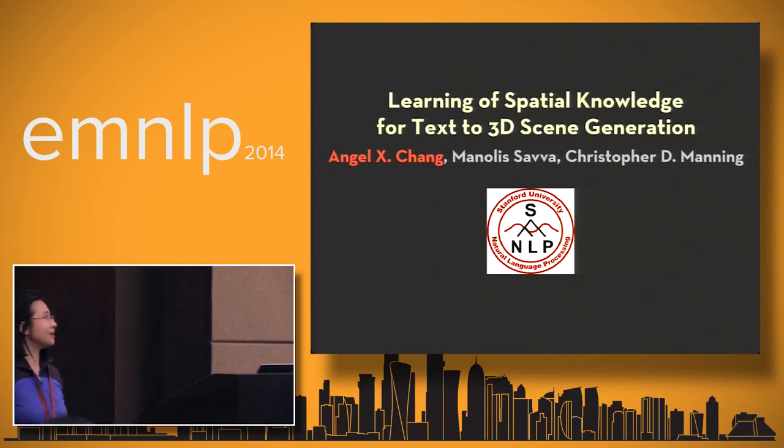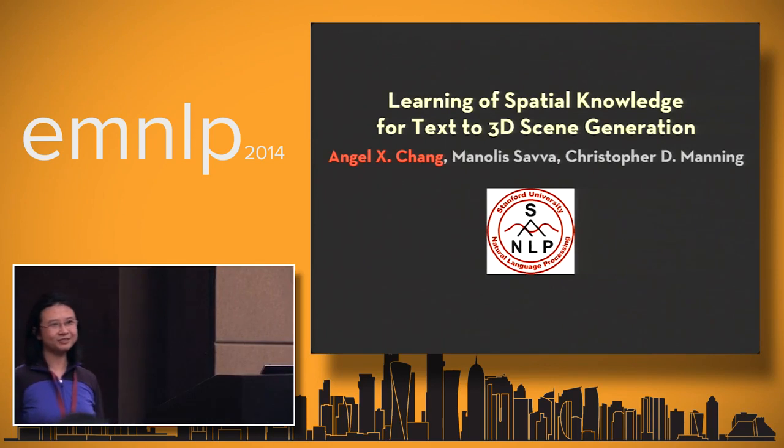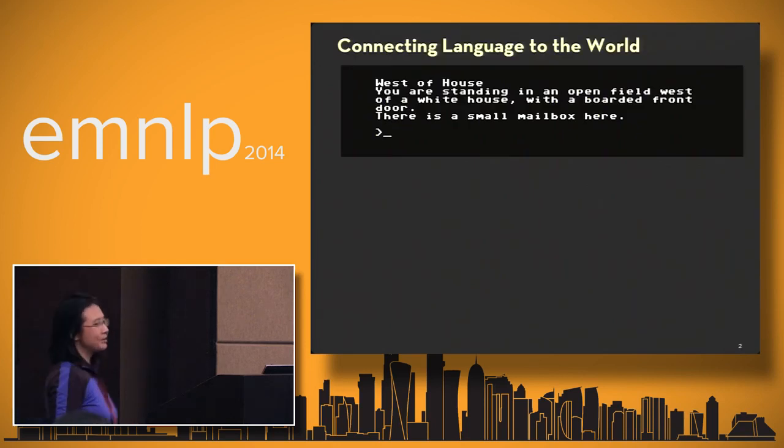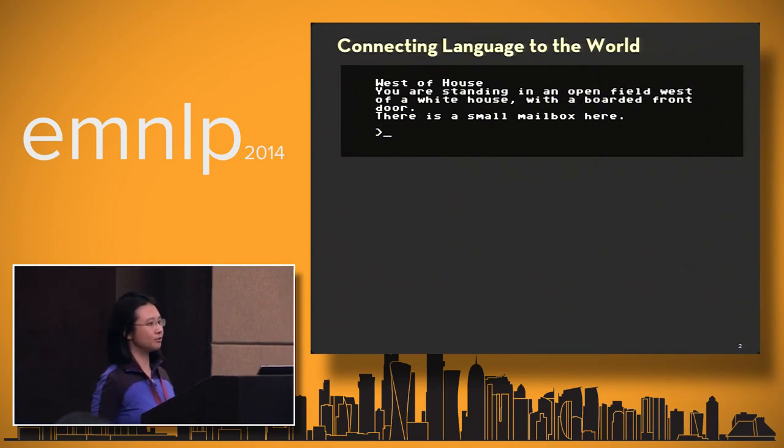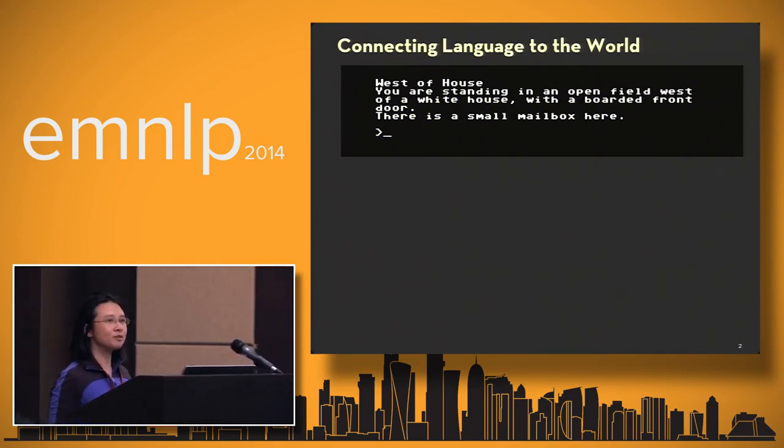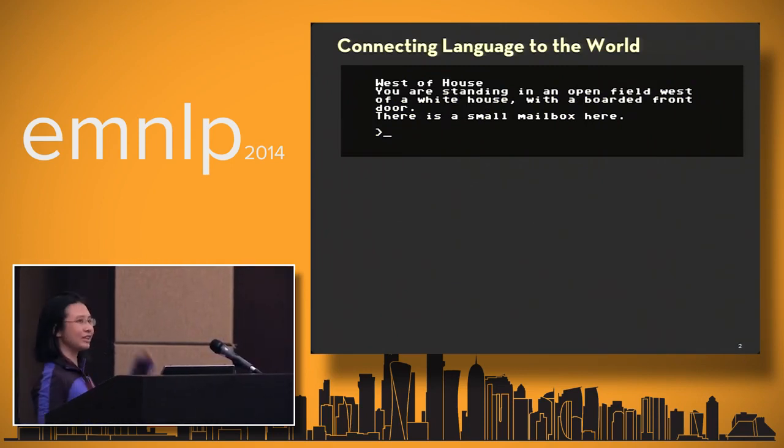I will be talking about text to 3D scene generation. So this is kind of going in the opposite direction as the previous talk. And the basic idea is that we would want to connect language to the world. And some of you may be familiar with this little excerpt here.